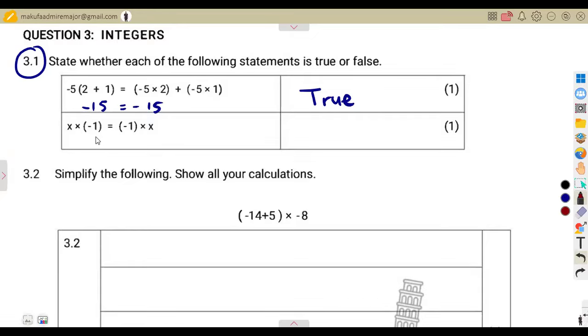Let's move on to another one. x times -1 is equal to -1 times x, all right? x times -1 is -1x, which is equal to -1 times x, which is -1x. So these two are the same. Remember, -1x is the same as -x. So -x is equal to -x. This is also true.